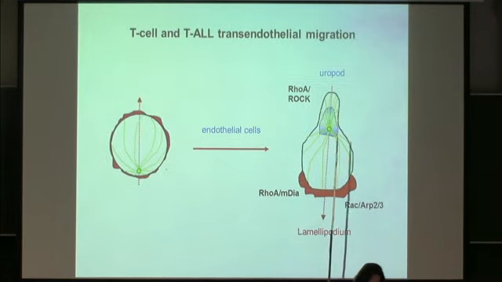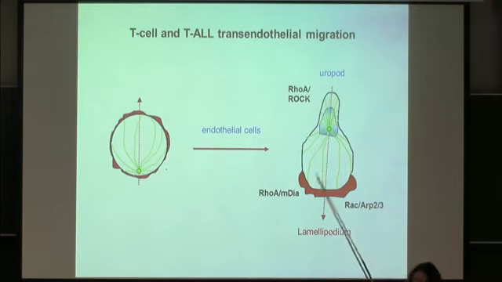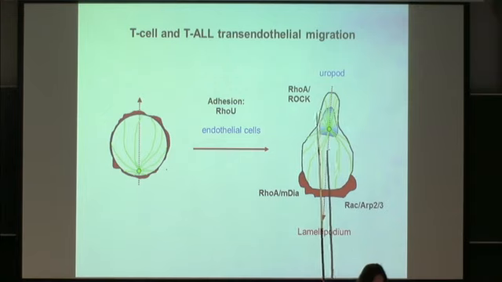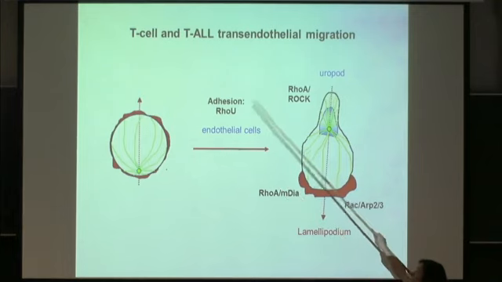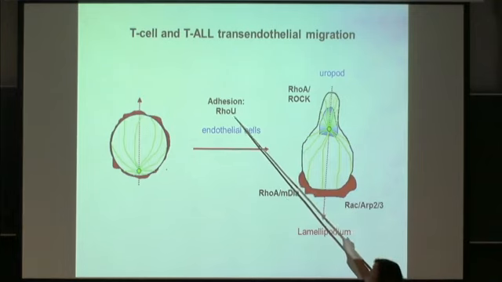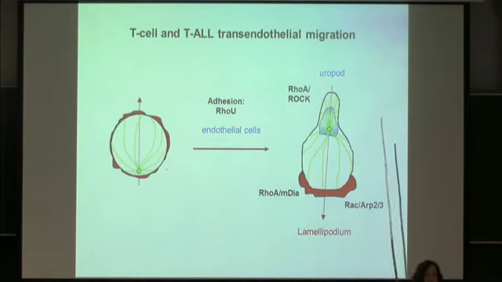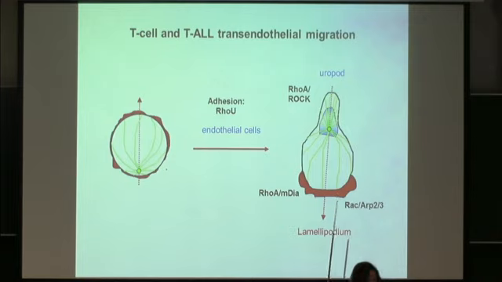So what we know is that RhoA is critical for polarizing the cell and getting both the lamellipodium and the uropod. But now we know that attachment of the T cells and leukemia cells is mediated by this protein RhoU. We don't know yet how RhoU really regulates attachment, so that's something we've been looking at. It's something to do with integrins for sure, because the cells use integrins to attach to the endothelial cells.